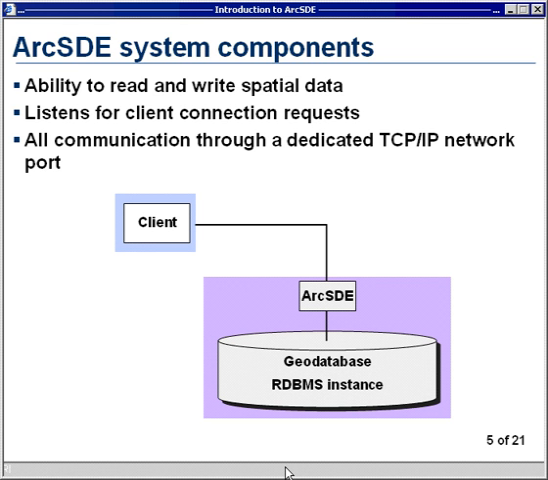So ArcSDE has the ability to read and write spatial data to the database. It's going to act as the translator like we talked about. The client sends requests into ArcSDE. ArcSDE translates them into SQL statements. The SQL statements go into the database. We pull the specific information that we need. ArcSDE then filters and passes the information back to the client. All of this is happening through a dedicated TCP/IP port, so that will save the network administrator some time, so I only have to open up one dedicated port.